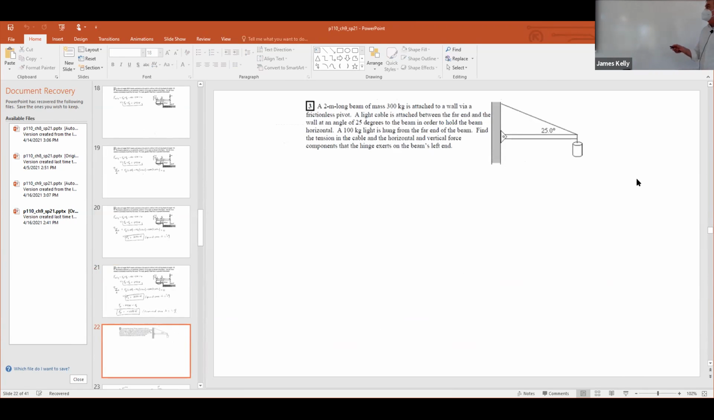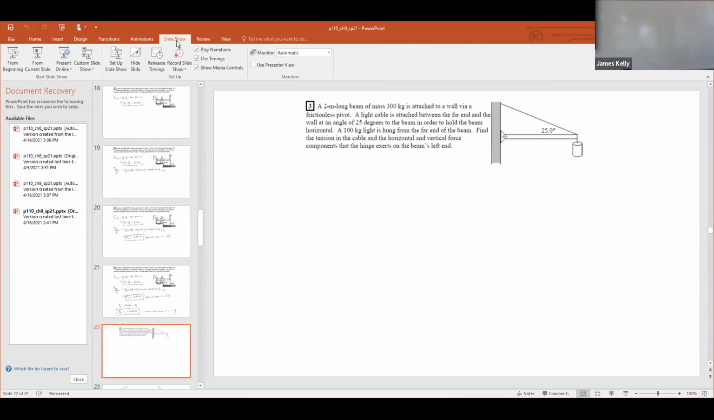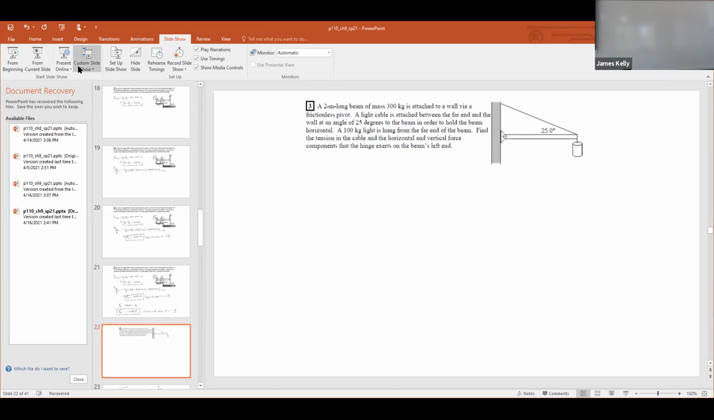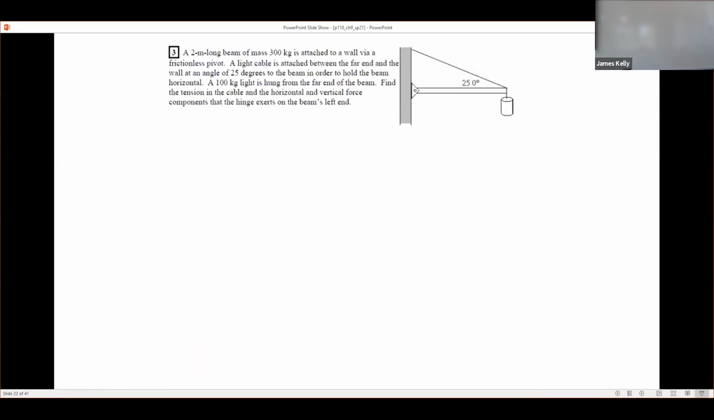sort of cantilevered out. Well, at least, I'm not in slideshow mode. I'm not in slideshow mode. That's what the problem is. All right, there we go.